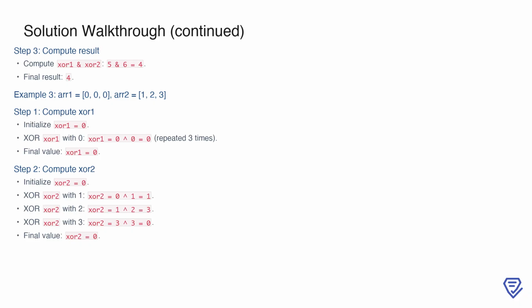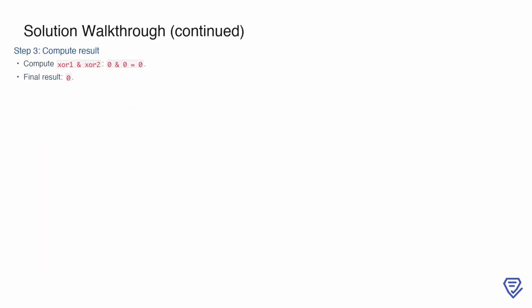Let's explore one more case to solidify the concept. Here, ARR1 is 0, 0, 0, and ARR2 is 1, 2, 3. We begin by calculating XOR1, starting with an initial value of 0. Since all elements in ARR1 are 0, XORing 0 with 0 3 times still gives us 0. Therefore, the final value of XOR1 is 0. For XOR2, we start with 0 and XOR it with 1, resulting in 1. Then, we XOR 1 with 2, giving us 3, and finally, we XOR 3 with 3, which brings us back to 0. So the final value of XOR2 is 0.